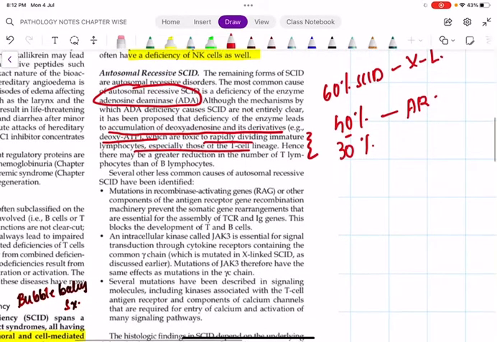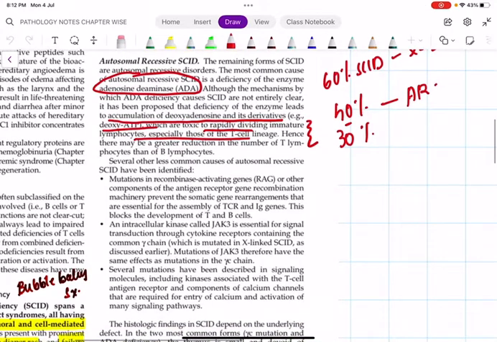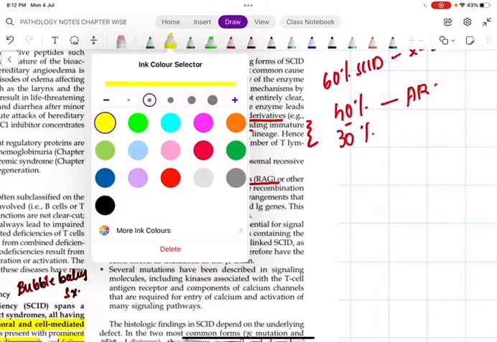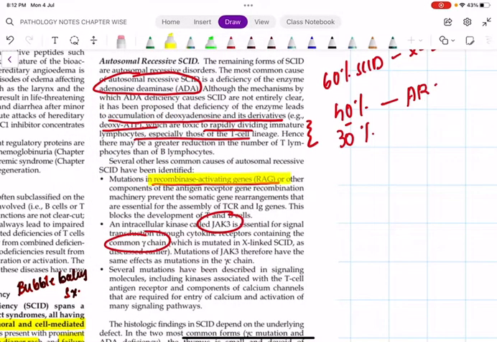This is the most common cause. Other causes are mutations in the recombinase activating gene, called the RAG gene, and another one called JAK3. JAK3 is also important for the common gamma chain component production. Just remember these keywords: recombinase activating genes and JAK3. JAK3 is also like our X-linked.